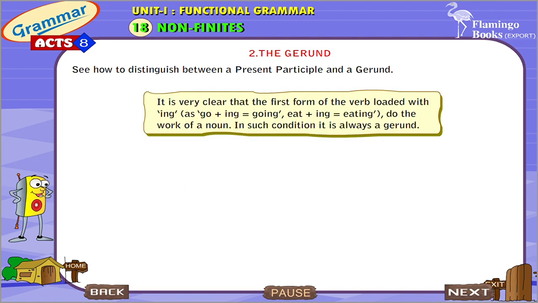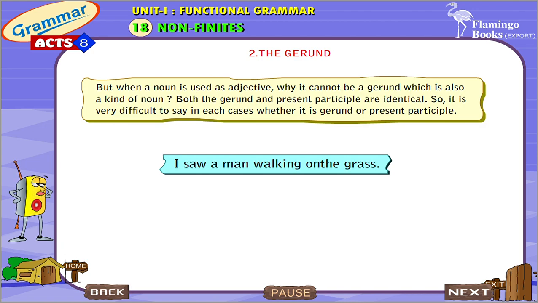See how to distinguish between a present participle and a gerund. It is very clear that the first form of the verb loaded with -ing, as go plus -ing is equal to going, eat plus -ing is equal to eating, does the work of a noun. In such condition, it is always a gerund. But when a noun is used as an adjective, why can it not be a gerund, which is also a kind of noun? Both the gerund and present participle are identical, so it is very difficult to say in each case whether it is a gerund or present participle.